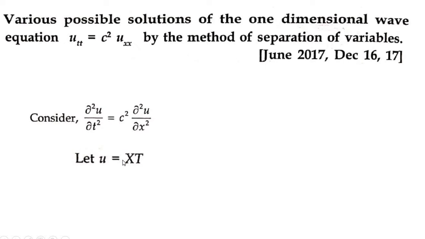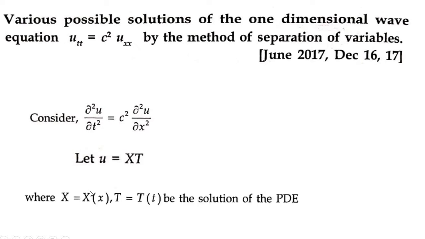where capital X is a function of x, and capital T is a function of t. Let these be the solutions of the partial differential equation. Finally we need to find what capital X and capital T are. That gives you the general solution of the partial differential equation. So let u be equal to X into T. Finally we have to substitute whatever X and T we find, so that gives you the solution of the partial differential equation, where X is a function of x and T is a function of t.